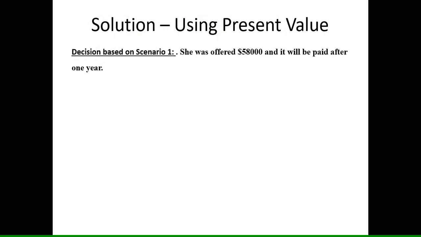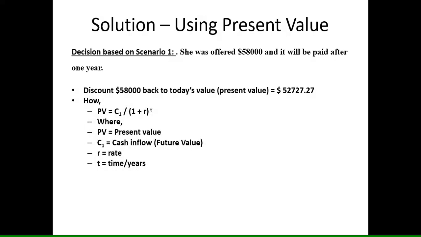So let's start with scenario 1 here. In scenario 1, she was offered $58,000 and it will be paid after 1 year. Means they have given us a future value. Since the future value is given, let's find out the present value to compare with scenario number 2. So how do we calculate the present value? The present value for this case comes to 52,727.27. Let's see how we arrive at it using the present value formula.